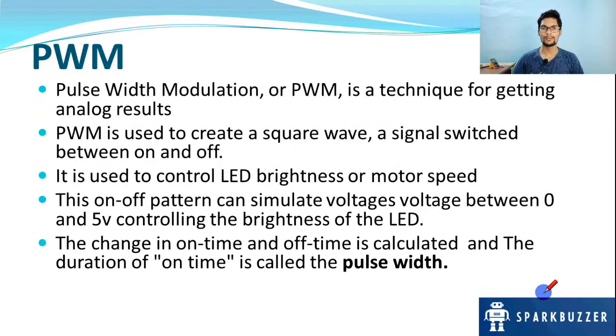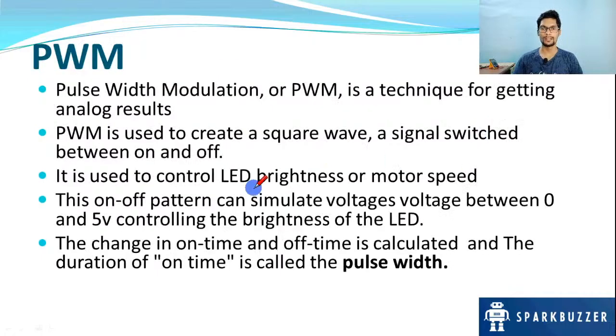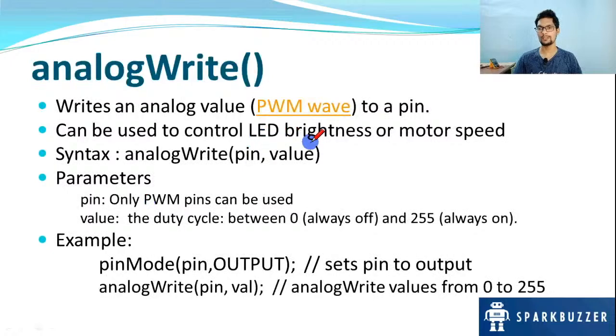Next. Here is PWM. What is PWM? PWM means pulse width modulation. It is a technique for getting an analog result. PWM pins are used to generate square waves, a signal switched on and off. These PWM pins are used to control LED brightness or motor speed, as I told you on the previous page. These on-off patterns can control LED brightness or motor speed.